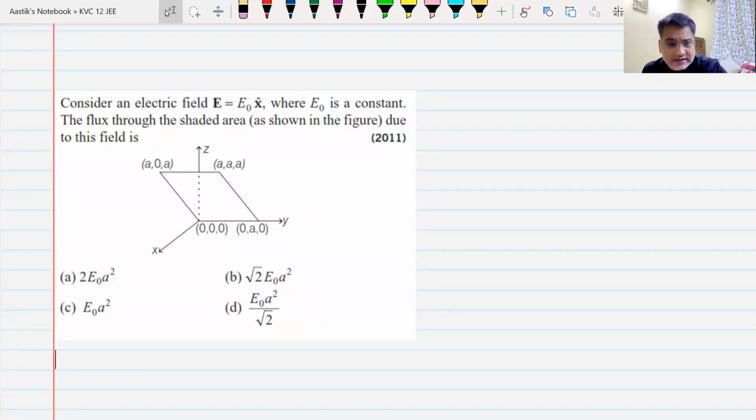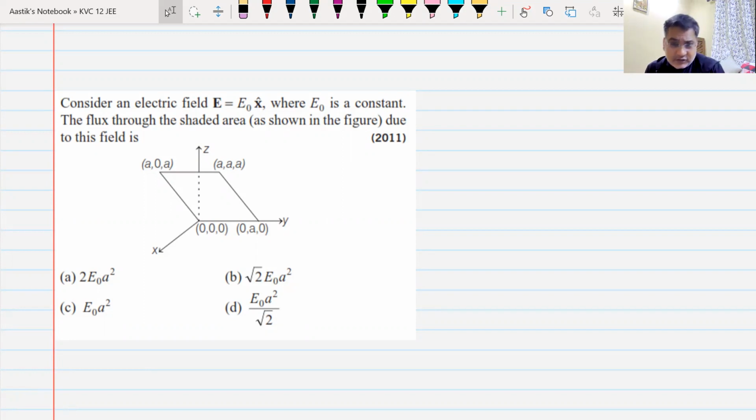So I'll give that as homework. Electric field is along the Z axis. Then you have this thing. Can you find out the flux through this thing? I will leave that for you to answer.